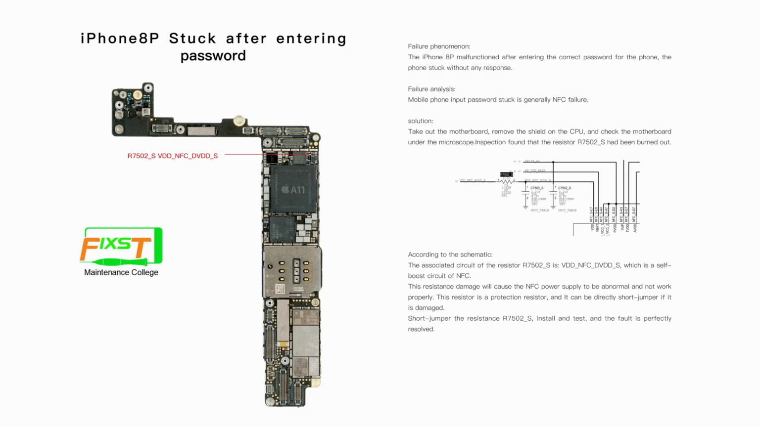According to the schematic, we can find that this resistor is connected to the boost circuit of the NFC. If this resistor is damaged, it will cause the NFC power supply to be abnormal and it will not work normally. This resistor is a protection resistor. If it is damaged, we can directly make a short jumper across the 2 pins of the resistor. After we make a jumper on the 2 pins, we install and test the phone again. This problem has been solved.